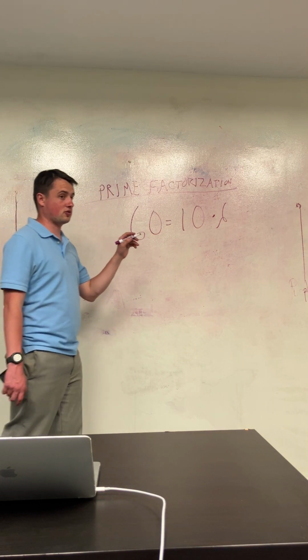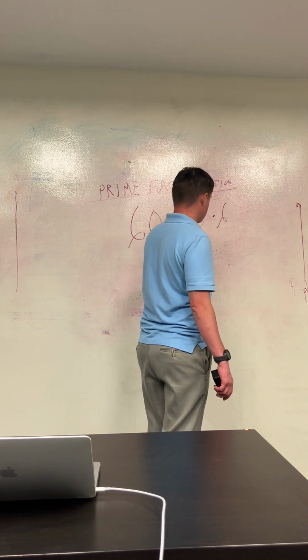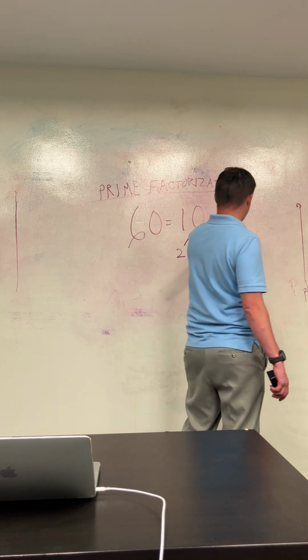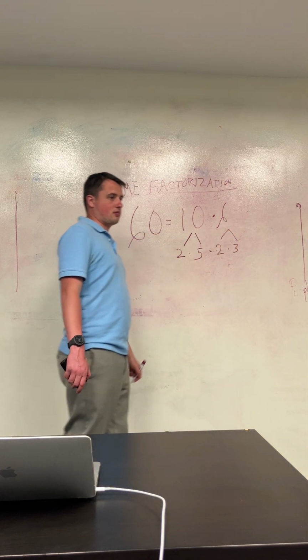Let me show you the 2 different ways you can do it. So you can say the factors of 10 are 2 and 5. These are both prime numbers. You can say the factors of 6 are 2 and 3. Both prime numbers.